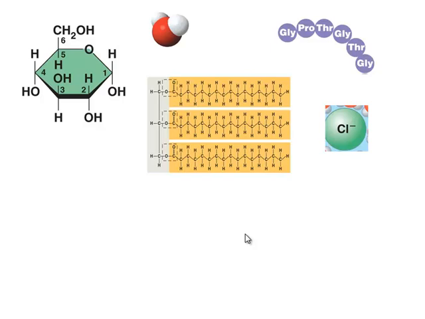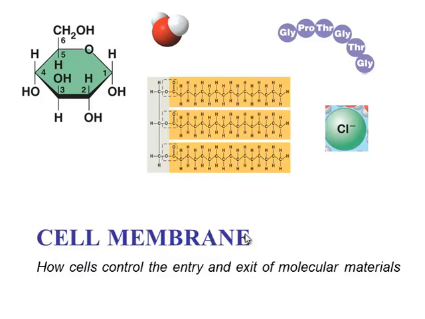In our last lesson, we learned how there are lots of molecules that a cell needs. Molecules that a cell takes in, uses, builds, breaks down, and gets rid of. In this lesson, we're going to take a look at the cell membrane, because the cell membrane is the structure that controls the entry and the exit of those molecular materials. And we're going to see that the structure of the cell membrane makes it very well suited to do its job.